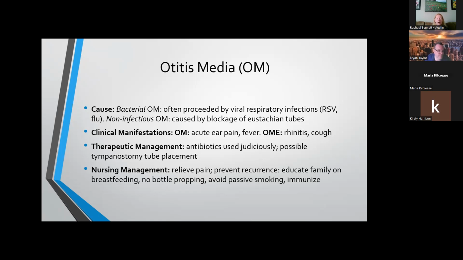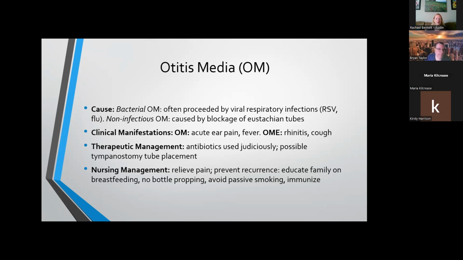If they're using a bottle, we want to make sure that they're not propping. The more parallel or the less elevated that child is when they're eating, whether it's breastfeeding or bottle feeding, the more likely that milk is to get into that eustachian tube through a backflow and just sit there. And just like stagnant water, stagnant milk, whether it's formula or breast milk, is going to increase the likelihood of developing an infection. So we want to make sure that they have that baby upright, elevated, whether it's breast or bottle.